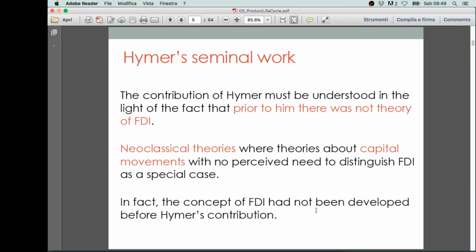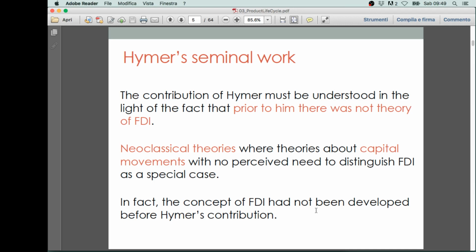Interest rates, if you remember from your course in micro and macro, are the main cost of capital, if you want. So differences in interest rates were the main driver of investments across countries. It was therefore the main driver of capital movements from one country to the other. So in general, all types of capital investments were treated the same, and there was no actual distinction between foreign direct investments and what we called in the previous lecture portfolio investments.